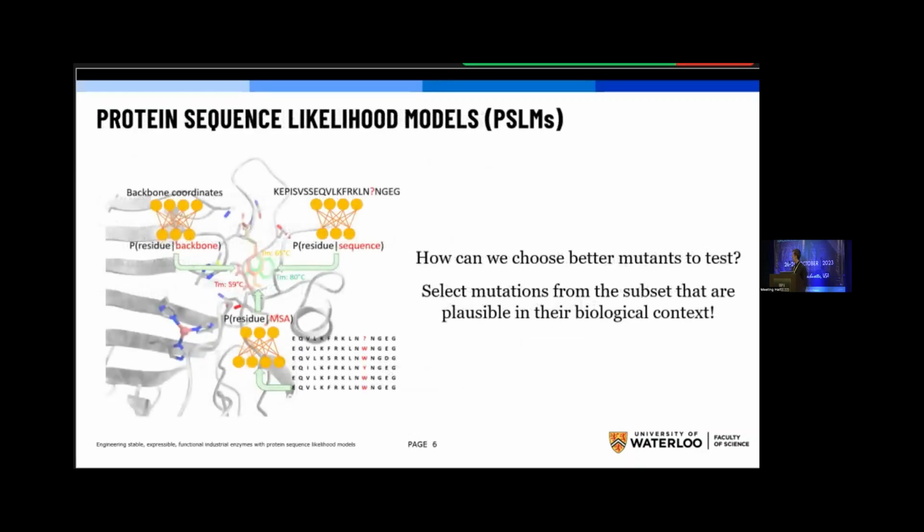Okay, so we wanted to know, how can we better engineer mutants to test? How can we screen things in silico and know that they're going to be more successful when we actually try to test them? And so our approach was to select mutations that are plausible given their biological context. So I'll explain what I mean a bit there, but the topic here is protein sequence likelihood models.